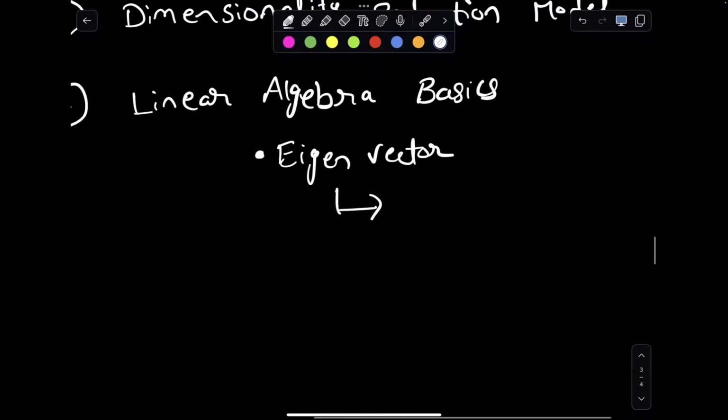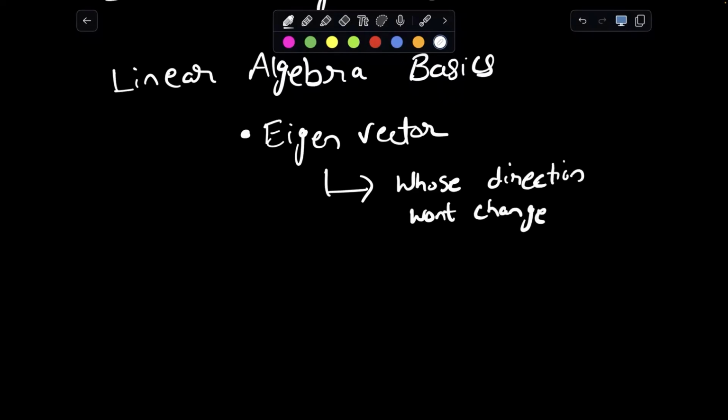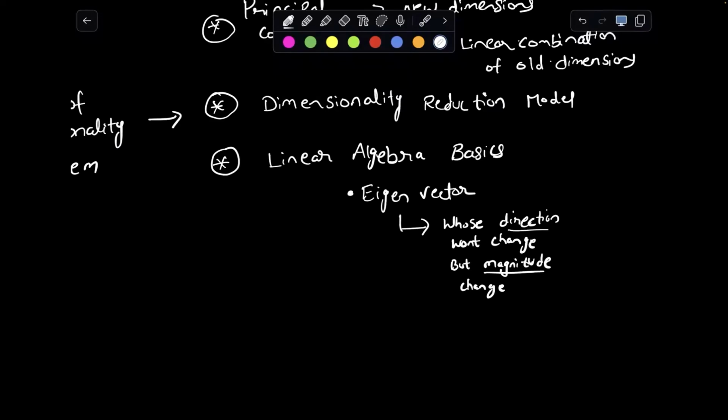Correct. So just to reframe what she was saying, an eigenvector is that vector whose direction won't change, but magnitude may change. There are two properties for any vector, direction and magnitude. With respect to those two properties, an eigenvector is that vector whose direction won't change, but magnitude may change. An eigenvector is always with respect to a matrix, guys. Please remember this, never forget. An eigenvector is not a standalone separate concept.